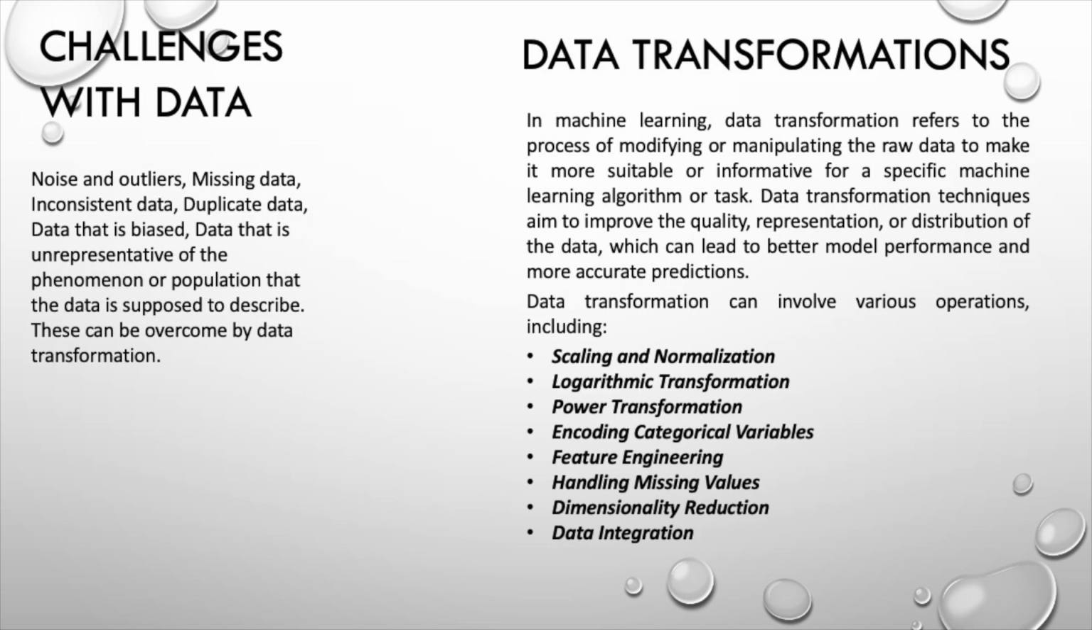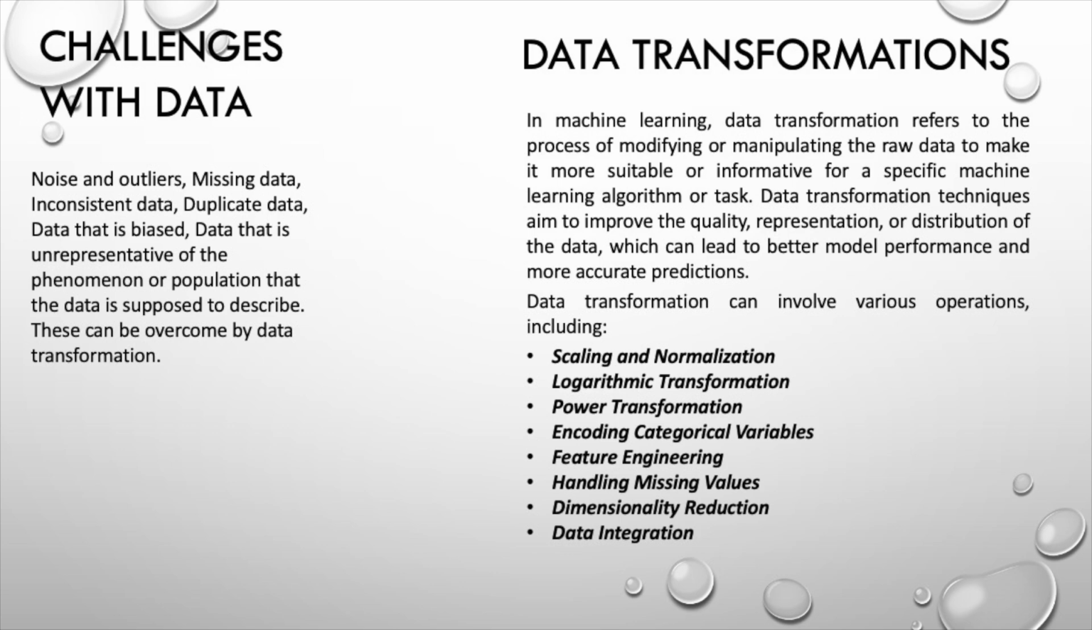Data transformation refers to the process of modifying or manipulating the raw data to make it more suitable or informative for a specific machine learning algorithm or task. Data transformation techniques aim to improve the quality, representation, or distribution of the data, which can lead to better model performance and more accurate predictions. Data transformation can involve various operations, including scaling and normalization.